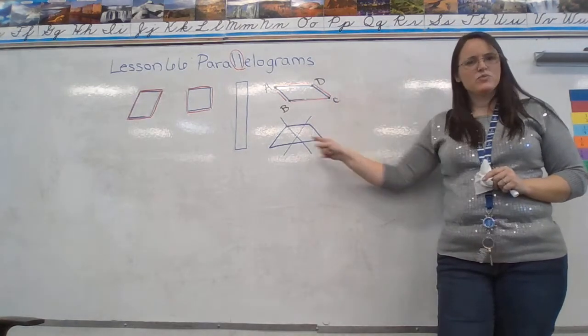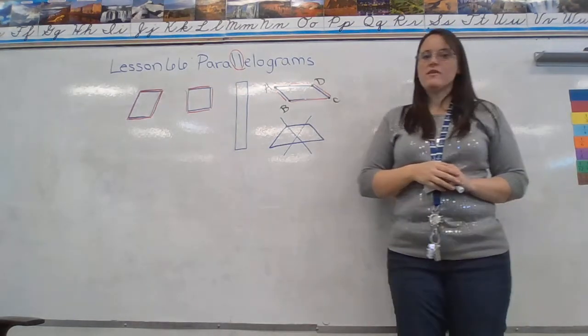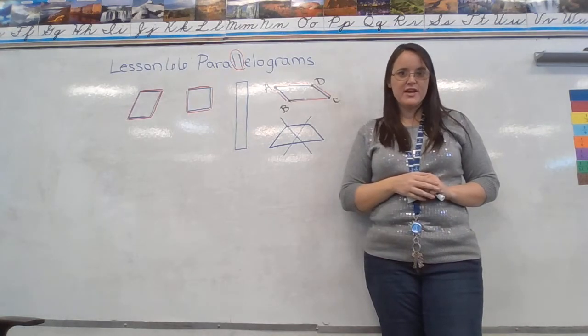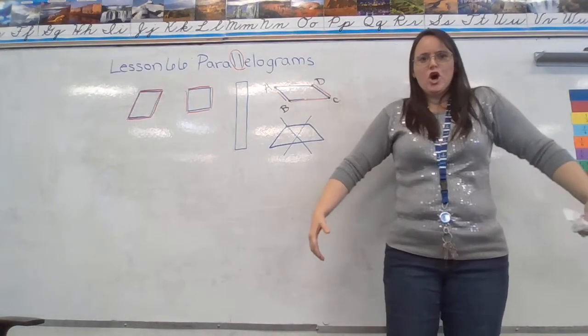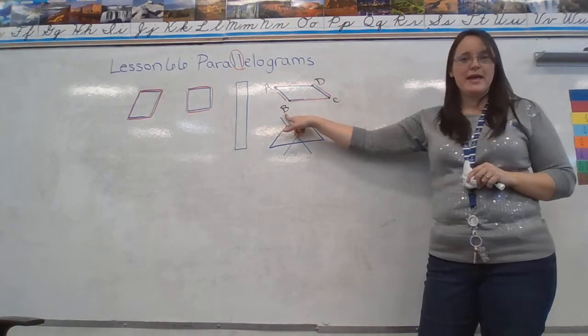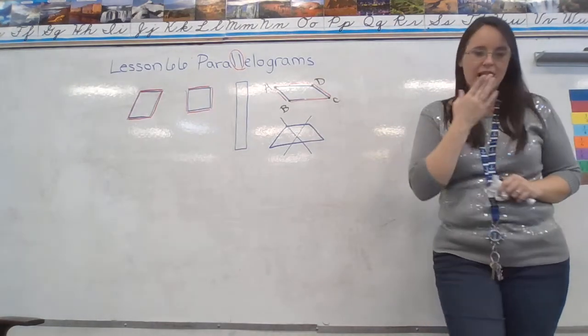Do I have any right angles in this shape? Nope, we don't have any square corners, which means we don't have any right angles. Do I have big obtuse angles in this shape? Yes, there's two of them. B and D are both obtuse.